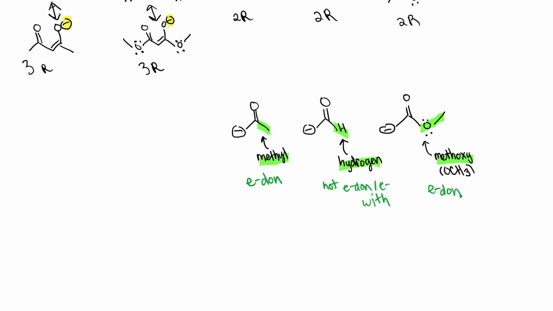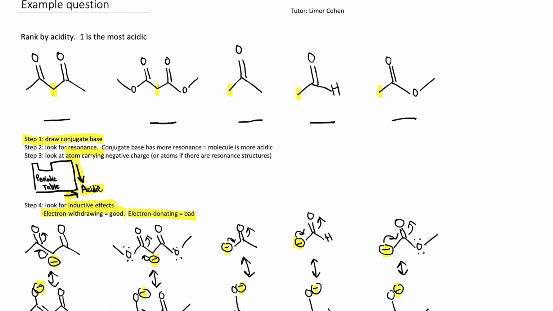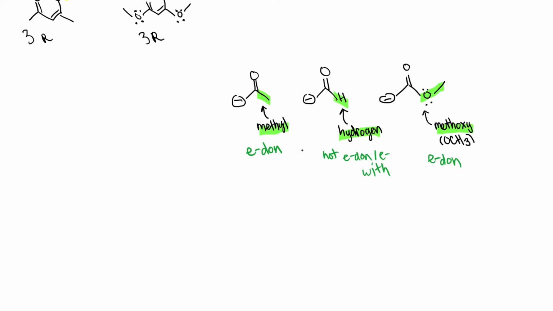So these will destabilize our negative charge. So I have 2 electron donating groups. So those are going to be ranked last. I have a group that's not electron donating or electron withdrawing. So I'm going to go ahead and rank my aldehyde number 3. Now I want to look between my ketone and my ester.